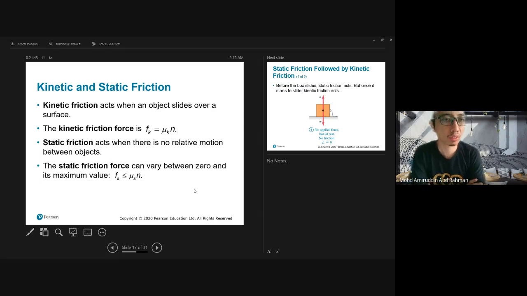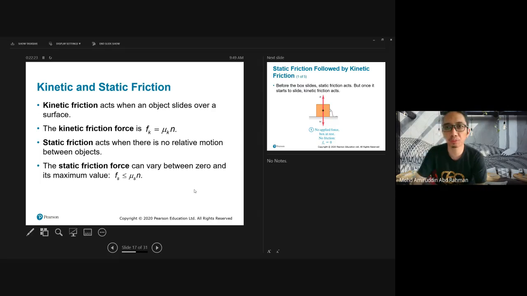The kinetic friction acts when an object slides over a surface. The kinetic friction force is Fk equals mu k n. The static friction acts when there is no relative motion between objects. The static friction force can vary between 0 and its maximum value, where the maximum value is Fs less than or equal to mu s n.